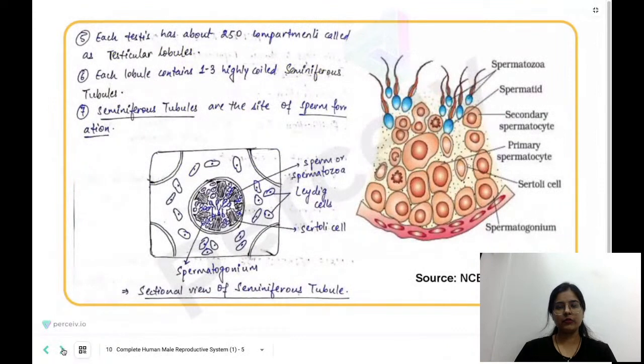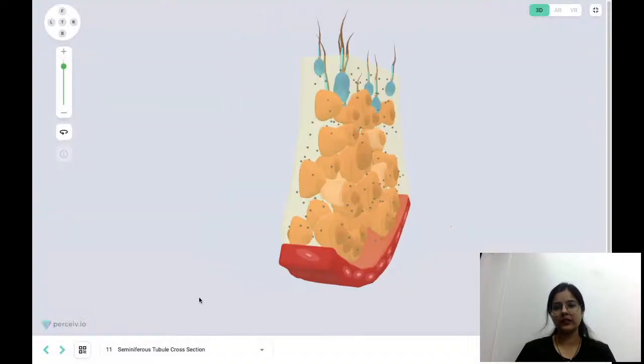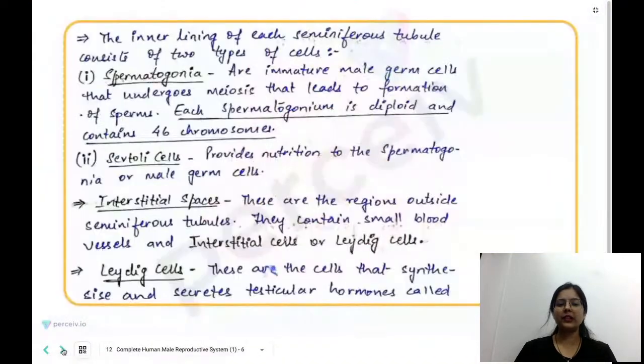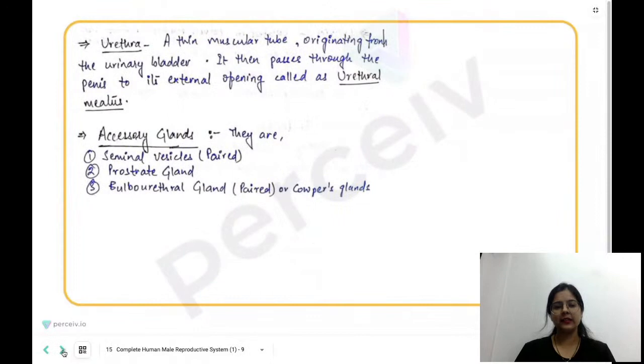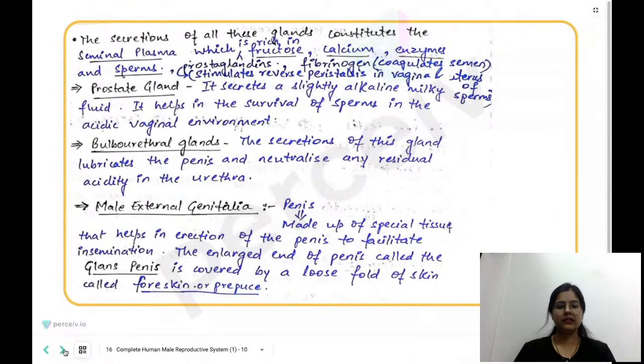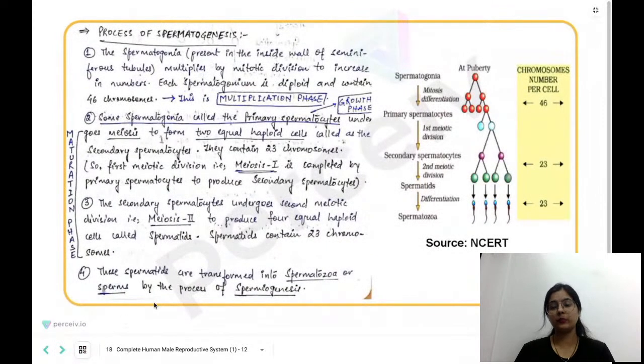We have seen the male reproductive system and its different components like this. We have also seen the structure, and the spermatogenesis section of the seminiferous tubule through the model, as you can see over here. Then we saw which cells are primarily responsible, the ducts, the glands, and ultimately the external genitalia. And of course the main important process that makes sperm, spermatogenesis, because without which this entire process is incomplete.